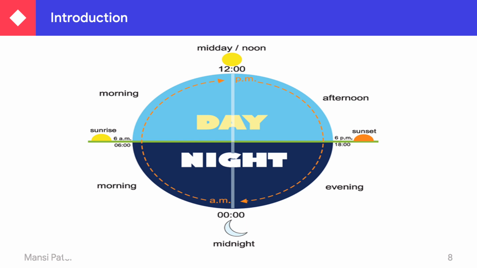After that, there is the morning period, and the time of the sunrise is 6 o'clock. From 6 o'clock to 12 o'clock, it is the morning period. Then again you see 12 o'clock noon. So this 12 o'clock is known as midday or noon. After that, 12 o'clock to 6 o'clock is known as afternoon. And from 6 o'clock to midnight, 12 o'clock, it is known as the evening period.